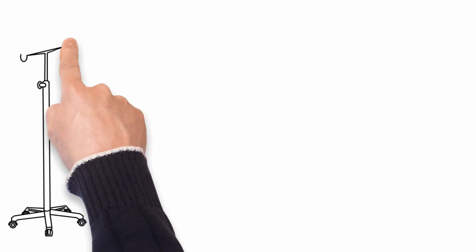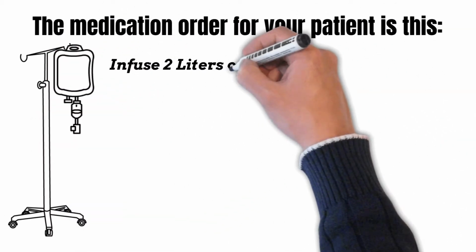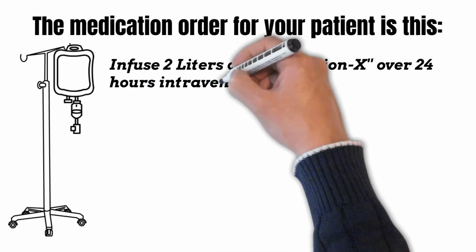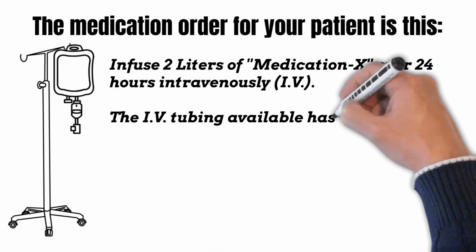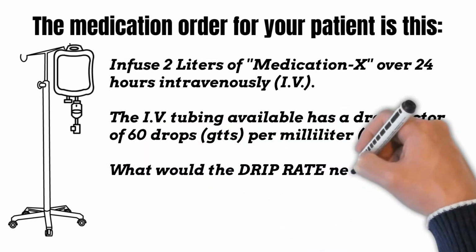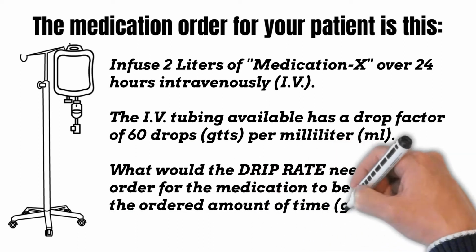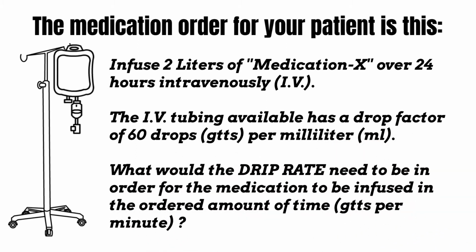With all that said, the medication ordered for your patient is this. Infuse 2 liters of medication X over 24 hours intravenously. The IV tubing available has a drop factor of 60 drops per milliliter. What would the drip rate need to be in order for the medication to be infused in the ordered amount of time, in drops per minute?